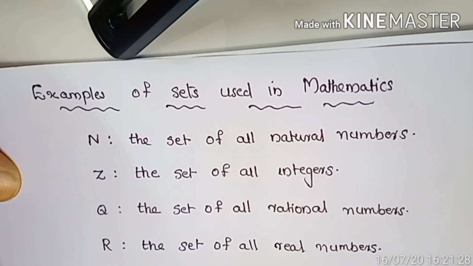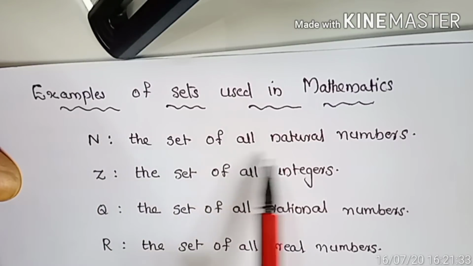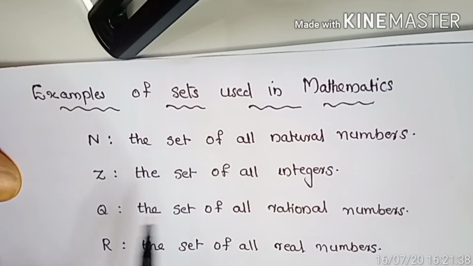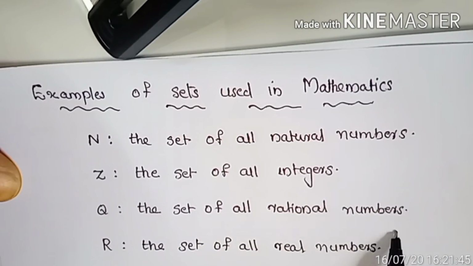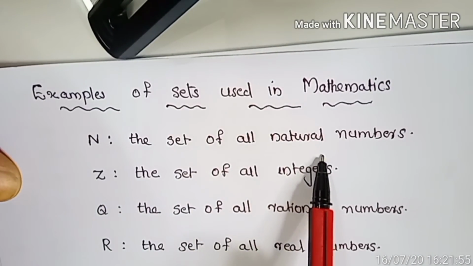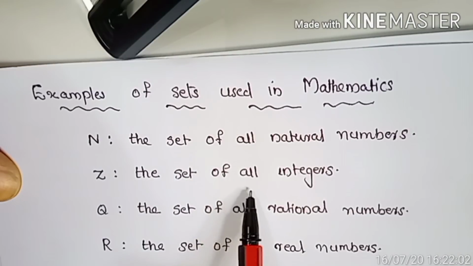Next I explain some important examples of sets used in mathematics. This is very important in our mathematics. Look at that. Capital letter N for the set of all natural numbers. Z, set of all integers. Q is the representation of the set of all rational numbers. And R is the set of all real numbers. Once more I explain. N is the set of all natural numbers. Natural numbers means countable numbers, starting from 1, 2, 3, etc.